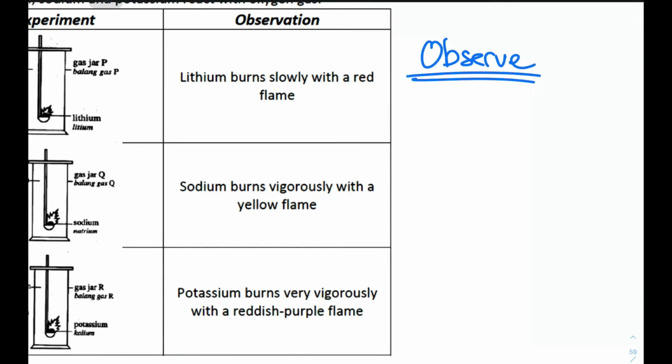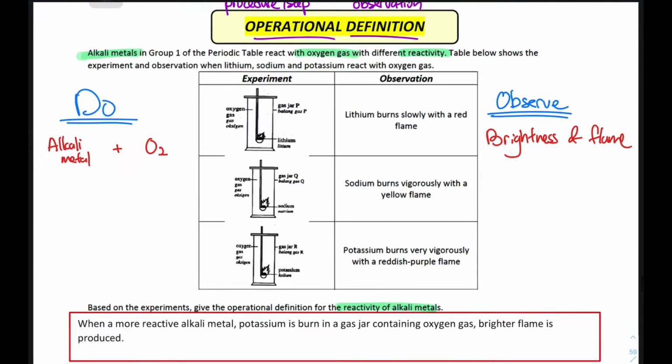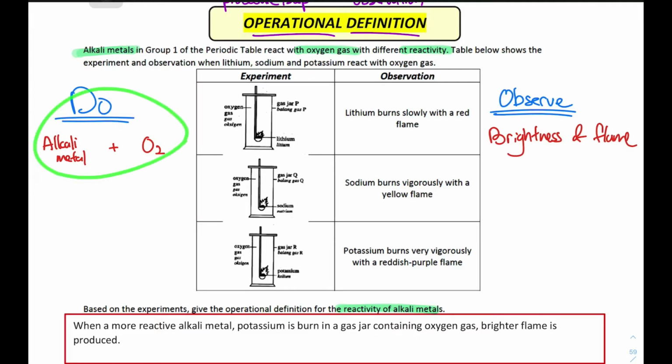How do you know which one is more reactive? When you look at this observation, burn slowly, burn vigorously, very vigorously, you can see the alkaline metals are burning with different brightness of flame. Correct? So how can you relate these two sentences together? Let me give you one example. You have a friend who is always complaining they are very fat, but they still eat a lot. So you'll say, you see, the more you eat, the fatter you get. This is what you have to do here.